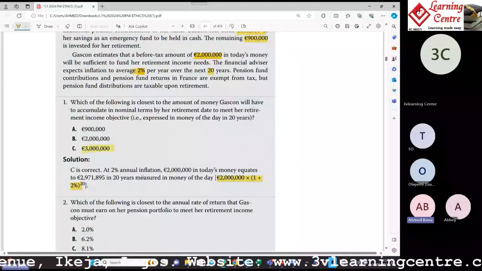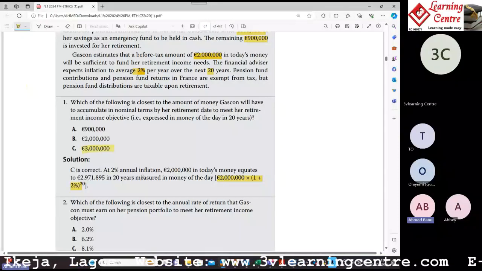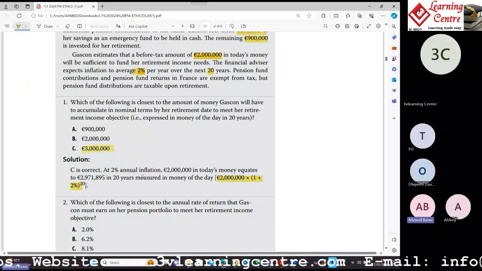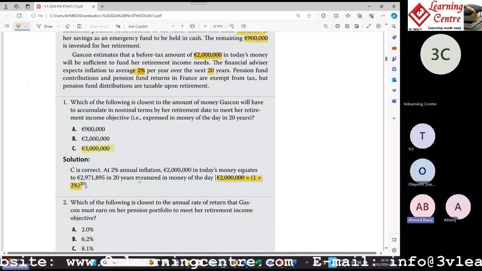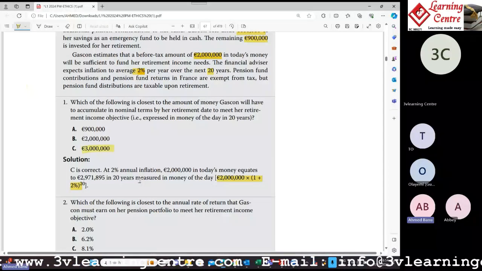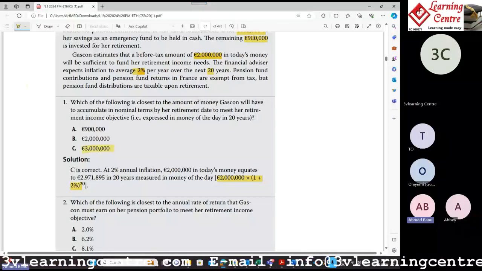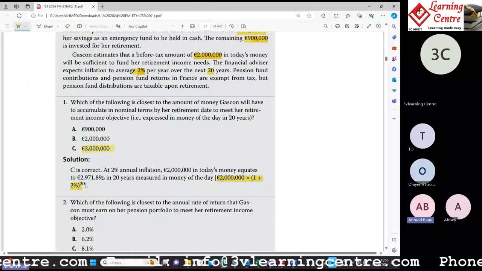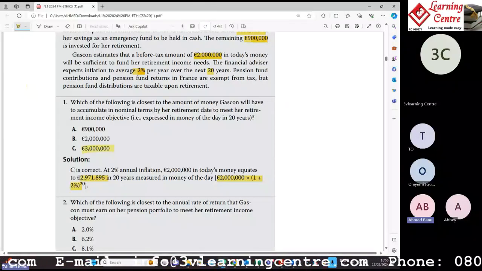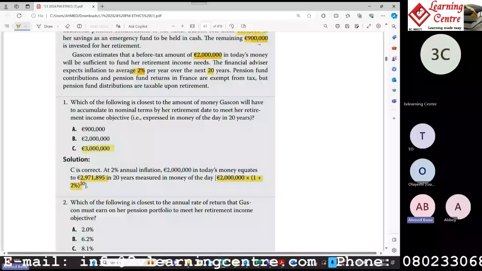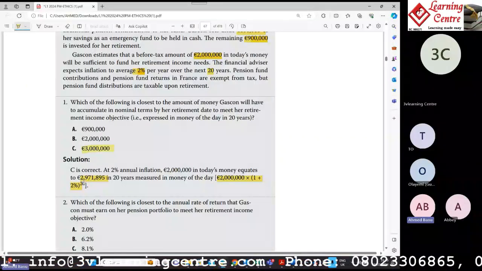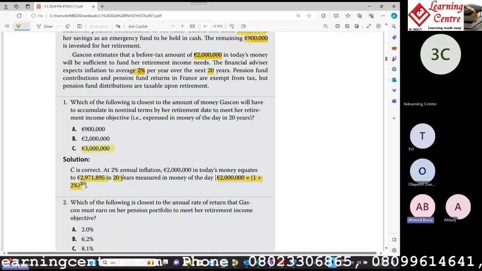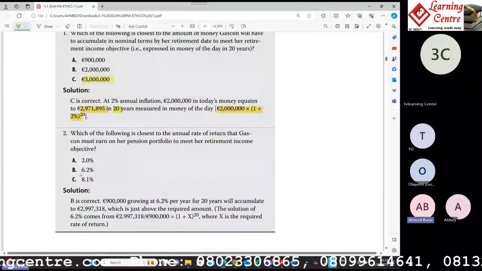Now, number 2 is, which of the following is closest to the annual rate of return that Gascon must earn on a pension portfolio to meet a retirement income objective? Now, what are they saying there? She has this amount of money now, but what she needs after 20 years is this amount. So at what rate would $900,000 grow to $2.97 million after 20 years? And the answer to that is 6.2.